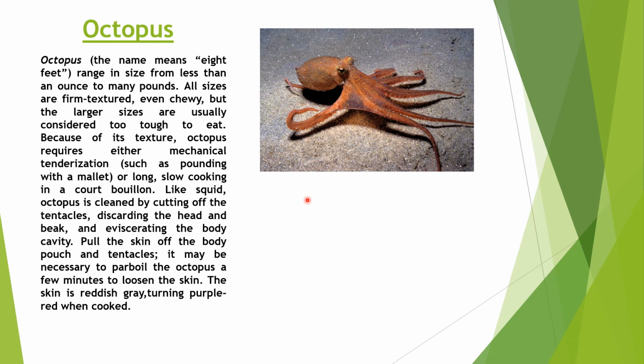And of course, you need to pull off the skin of the body, pouch, and tentacles. Now, something important when it comes to cooking octopus: if you overcook octopus, the skin is going to start to peel off, and the texture and the presentation are not going to be that good. And if octopus is overcooked, it is going to be kind of chewy.